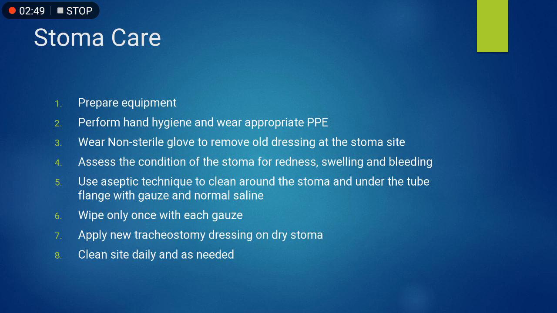How do we care for the tracheostomy stoma? Number 1, prepare equipment. Perform hand hygiene and wear appropriate PPE. Wear non-sterile gloves to remove all dressing at the stoma site and assess the condition of the stoma for redness, swelling, and bleeding. Use aseptic technique to clean around the stoma and under the tube flange with gauze and normal saline. Wipe only once with each gauze and apply a new tracheostomy dressing on a dry stoma. Clean the site daily and as needed.